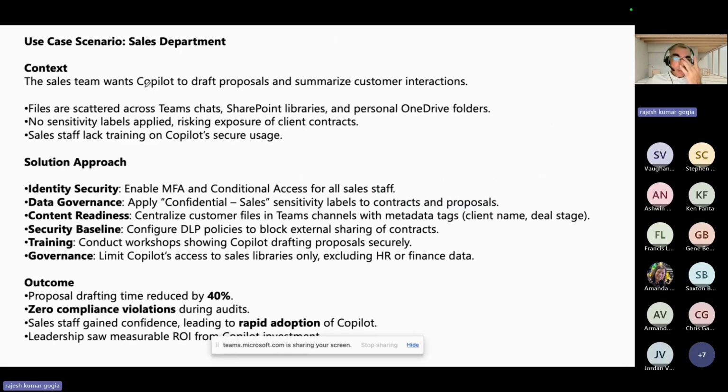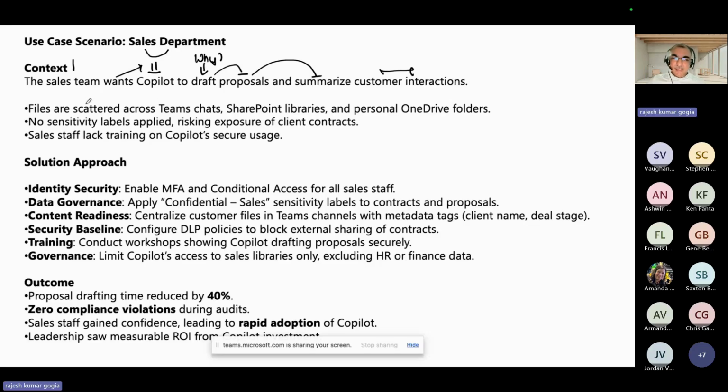If I look at it from a use case scenario, imagine there is a sales department, and the context says the sales team wants Copilot. But the question is, why do they need it? They said they want to draft proposals and summarize the customer's interactions. Sales teams are always into customer interaction. So the context is that they want to use Copilot.